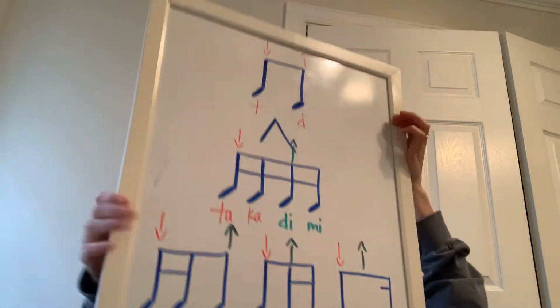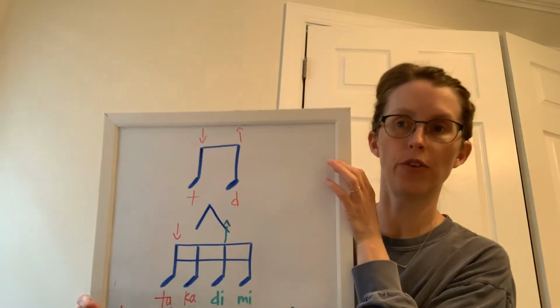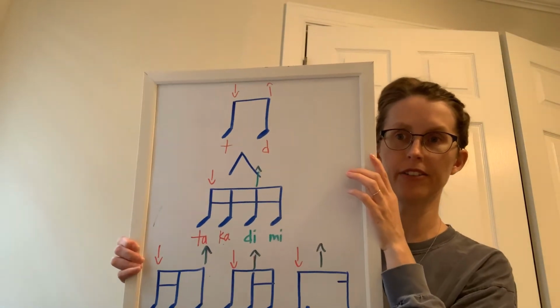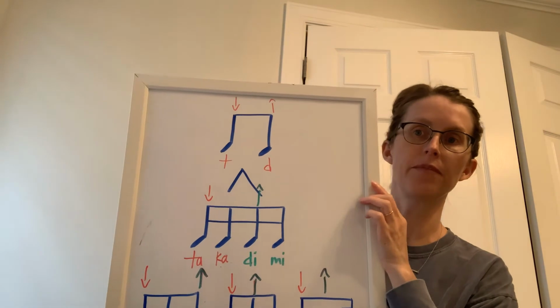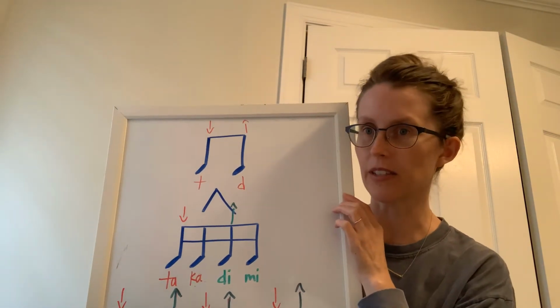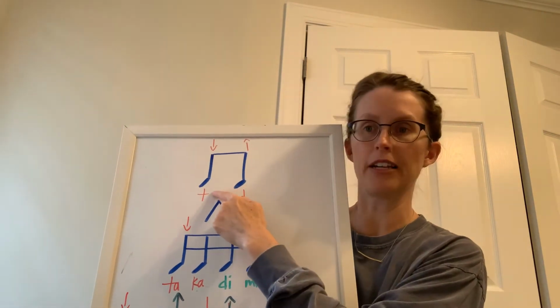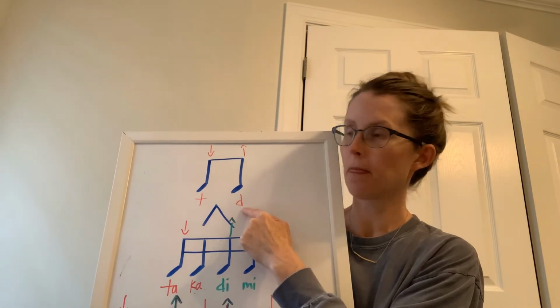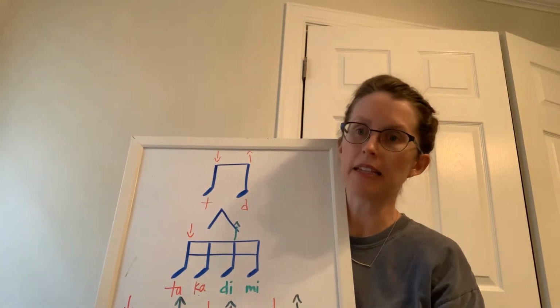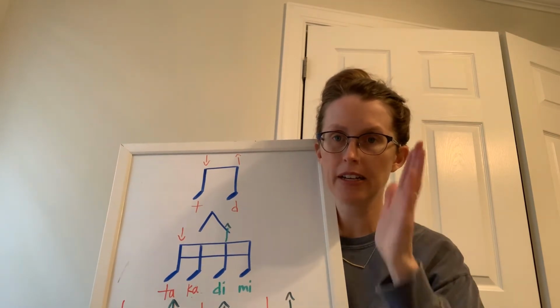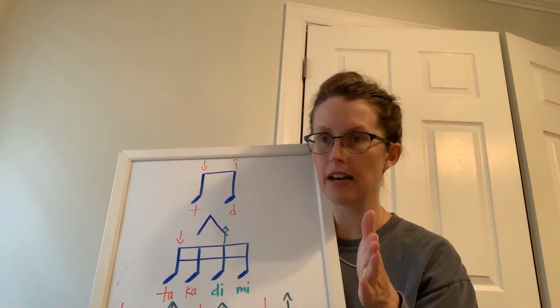So we have ta, di, ta, di, and that's kind of as far as we've gotten. So past division is subdivision. Instead of dividing our beat into two, we're now going to divide our beat into four. This is my beat division again. This is my ta, di, remembering that the ta happens on the downbeat and the di happens on the upbeat. Ta, di, ta, di, ta, di.